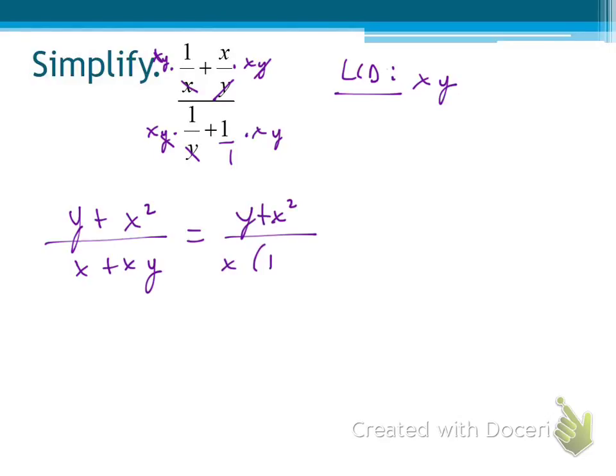Now we can factor out an x in this denominator, but remember you cannot divide these out, right? The x in the denominator is a monomial, but the x squared in the numerator is part of a binomial. Monomials and binomials cannot divide each other out. So we just leave it simplified like this. Okay?